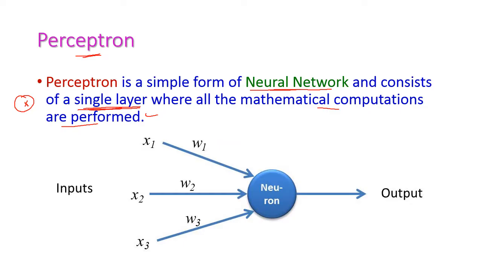So this is a very simple diagram for perceptron. Here we are having three inputs, x1, x2 and x3, okay. For all the inputs we need to add the weight. So after adding weight, x1 multiplied by w1, x2 multiplied by w2 and x3 multiplied by w3 will be given to this neuron, okay. The neuron will add all these things and finally it will produce the output, okay. So this is the very simple form of perceptron.